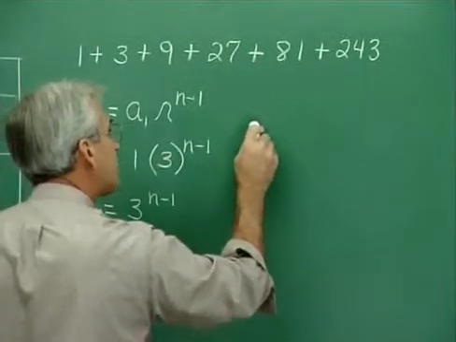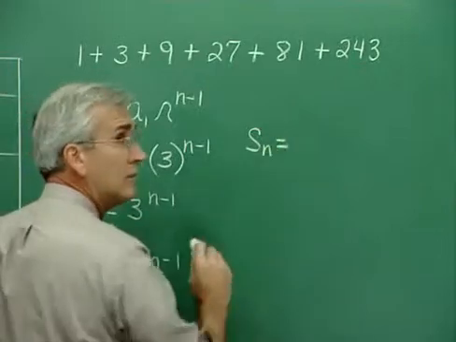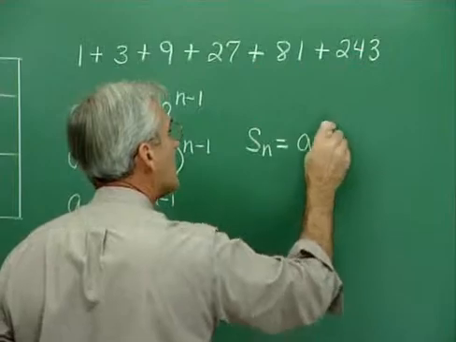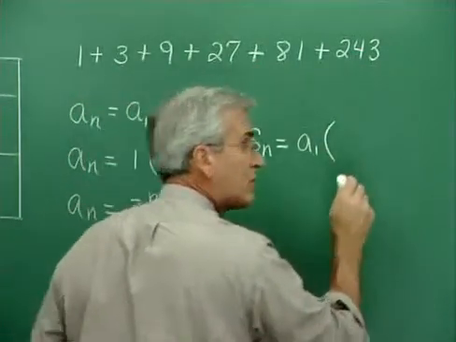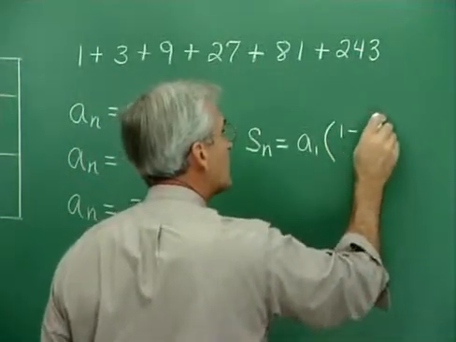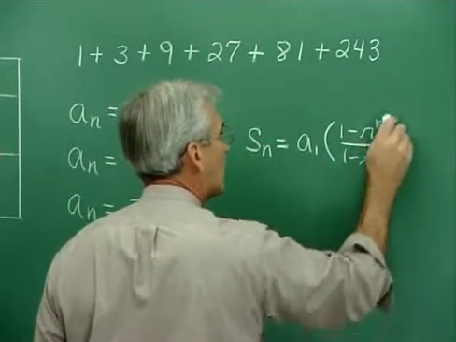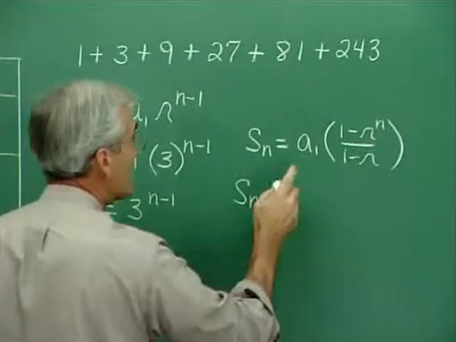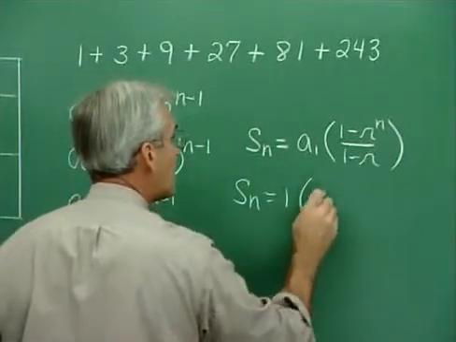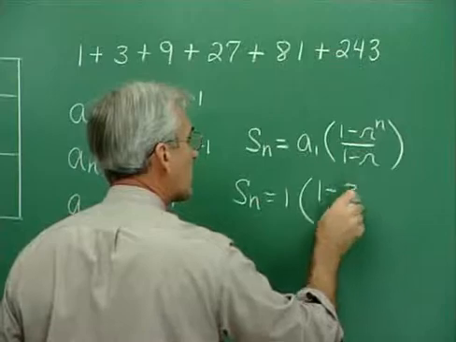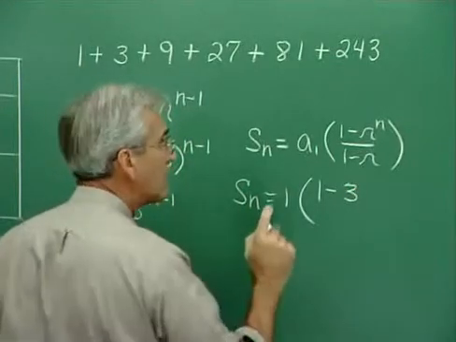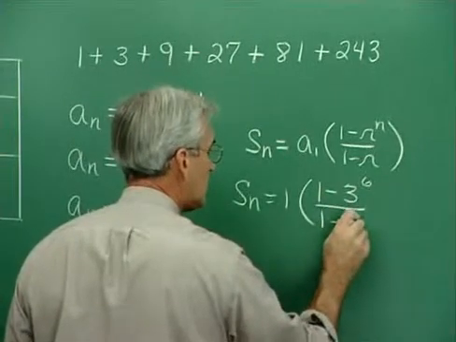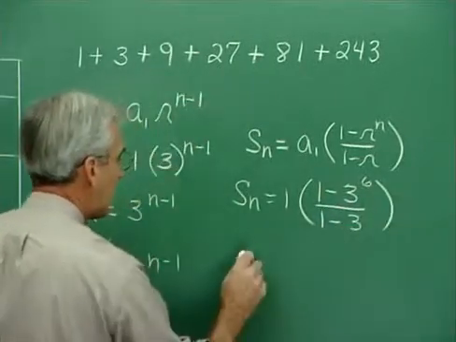So the sum of n items in a geometric sequence is the first item times this strange looking fraction, 1 minus r to the n over 1 minus r. You see, and now we just identify the elements that we need and go about our business. A sub 1 is 1, and then 1 minus, common ratio is 3, to the n. The number of items being added here was 6. Over 1 minus 3, and away we go.